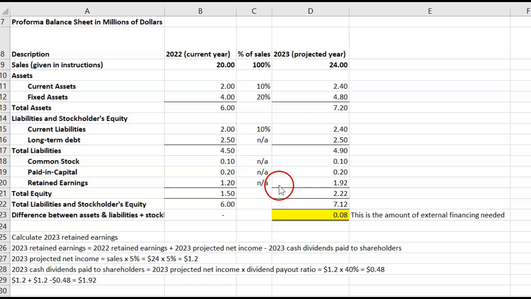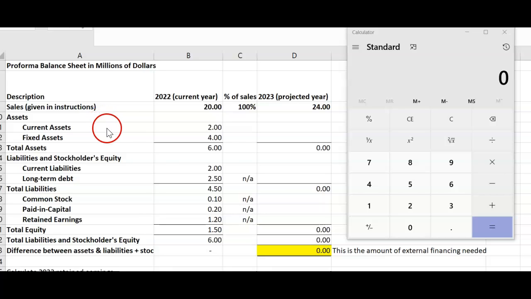Retained earnings, of course, will be affected by sales, but that's not going to be so easy to calculate as a percentage of sales because we need to think about dividends as well. So that'll be step 4 of our exercise, calculating what our retained earnings will be. So let's walk through how these figures were actually calculated.